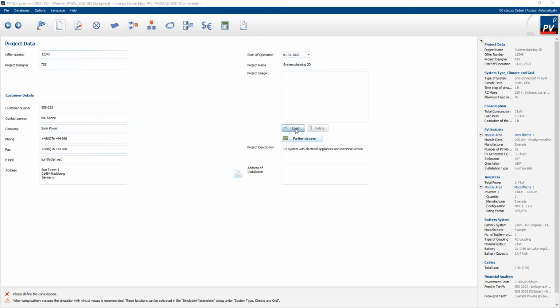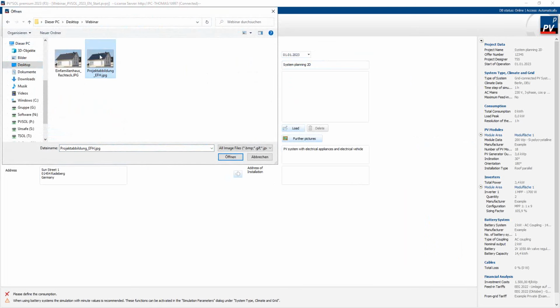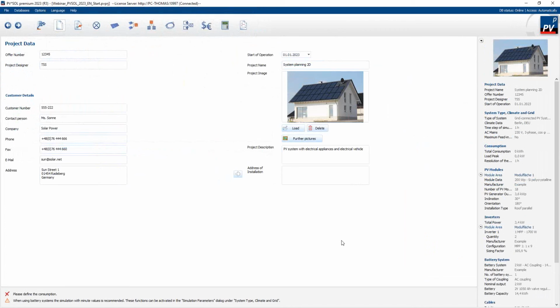And if a project image is available, we can load this, and this project image, as well as all the information here, are part of the front page of the presentation report. In the lower part, we see the address of installation field. We can enter the address, but if the address is the same as the customer address, we just can use the arrow button here, and then it's automatically copied to the address field of the installation. Okay, first step done.